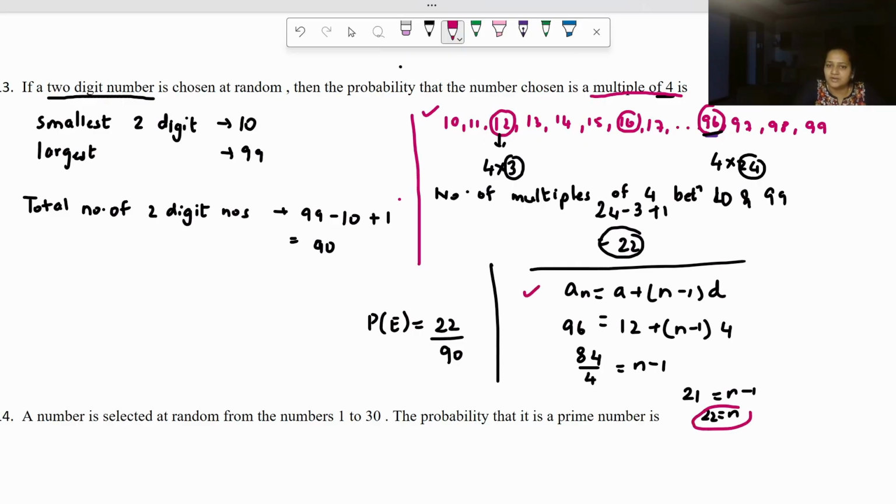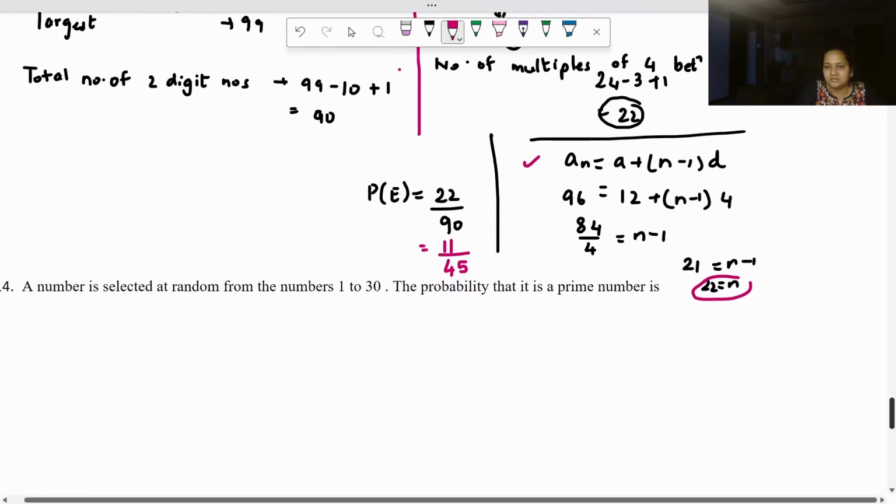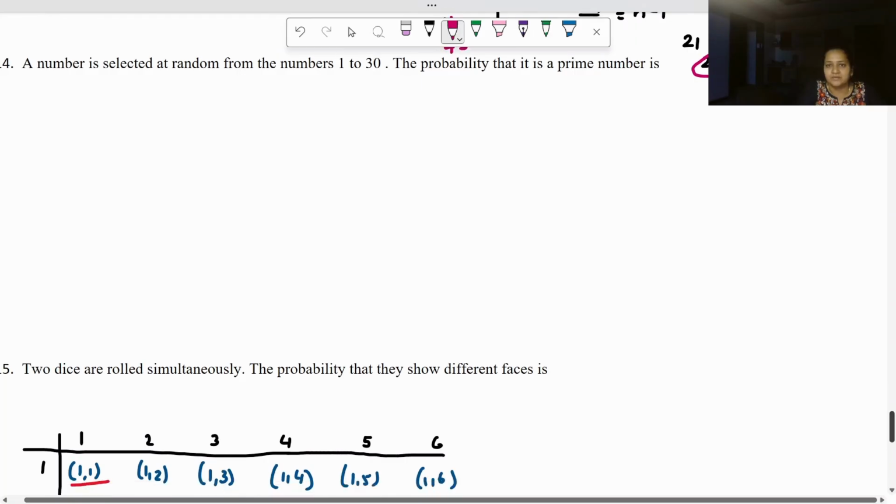So your probability is going to be 22 upon 90, which is 11 upon 45. I hope you have understood. Moving on to the next question.